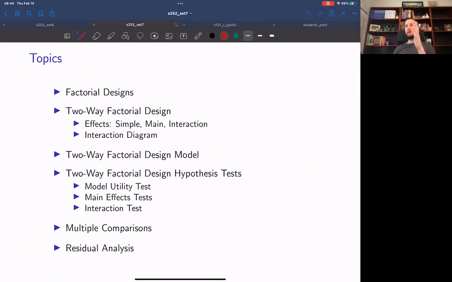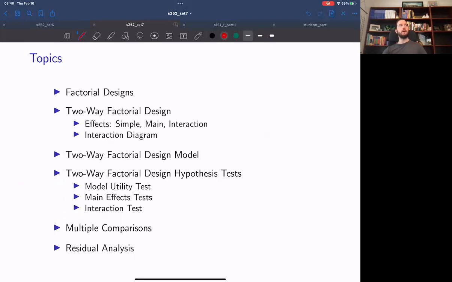There are 3 main topics in this section of the course, which are one-way ANOVA, completely randomized block design, and now two-way ANOVA, or the factorial design. What we're going to start off with is just a definition of what this is and how it differs from the previous 2 designs. And then we will discuss what is called an interaction diagram.